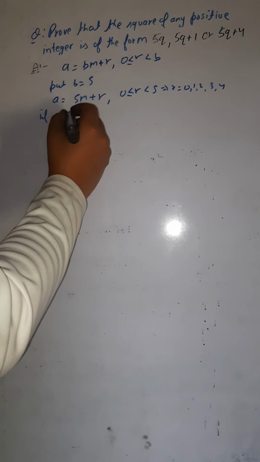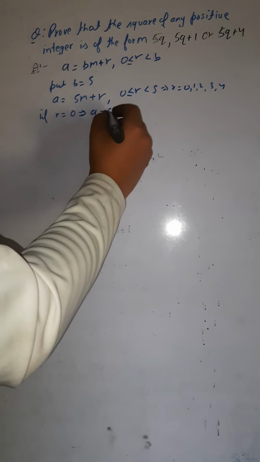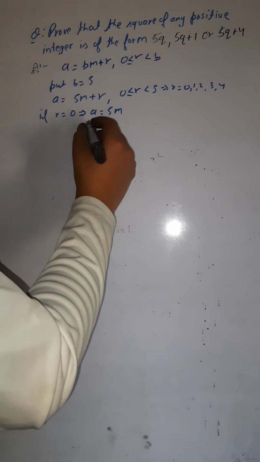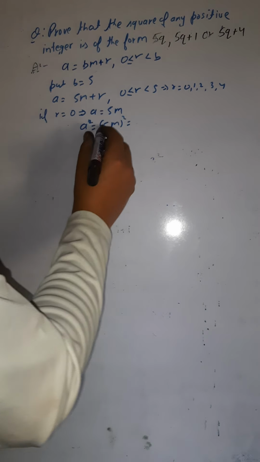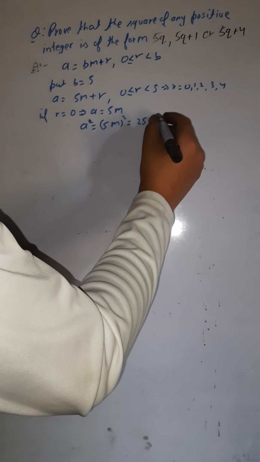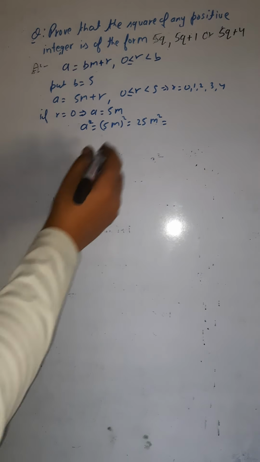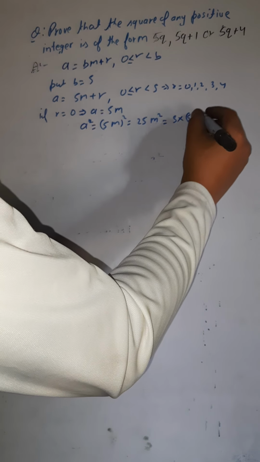Now if r is 0, then a would be 5m, because r is 0. Now find out its square. So a squared would be (5m) squared, which can be written as 25m squared. 25 can be written as 5 multiplied by 5, so I am writing it as 5 times 5m squared.